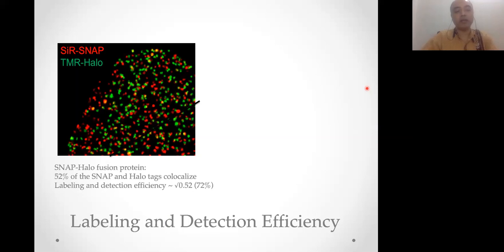And we can estimate that concentration by counting how many molecules are present which carry a Halo tag, but also carry a SNAP tag, and how many do not. So that allowed us to estimate the labeling efficiency at around 72%. So that's a good, but not extremely great system.